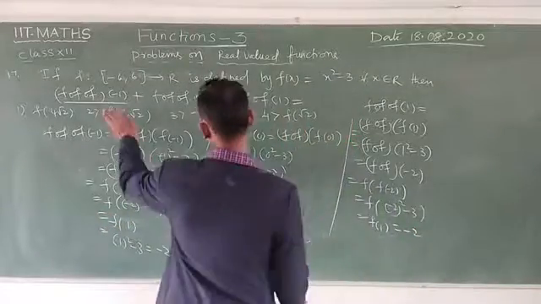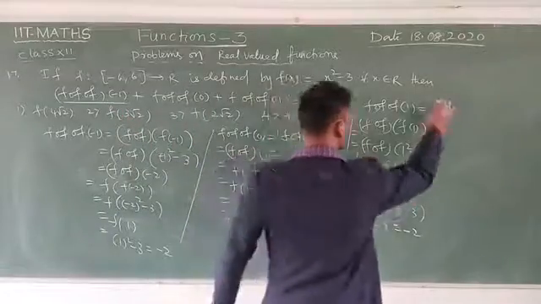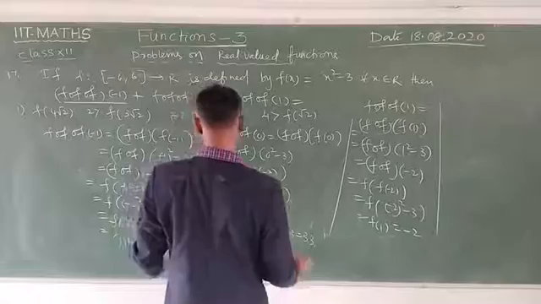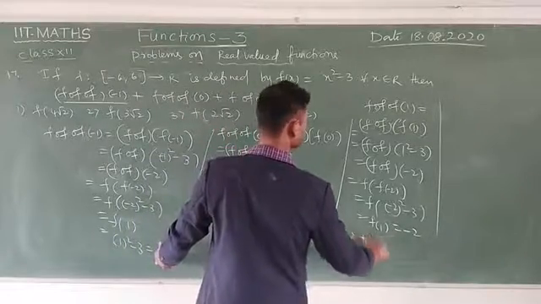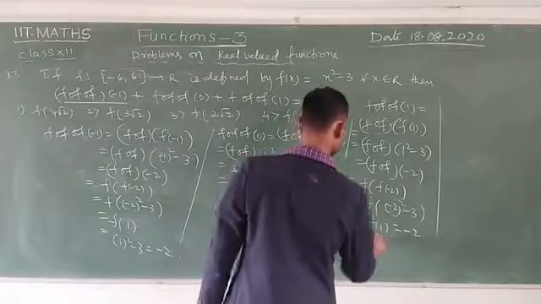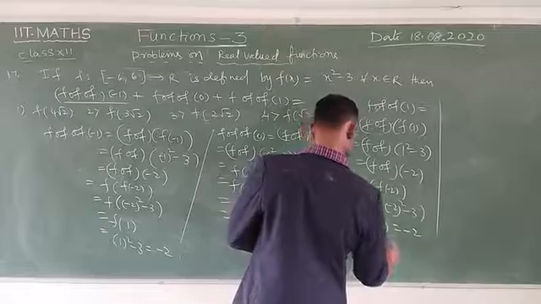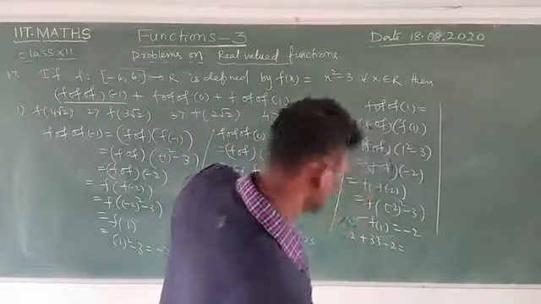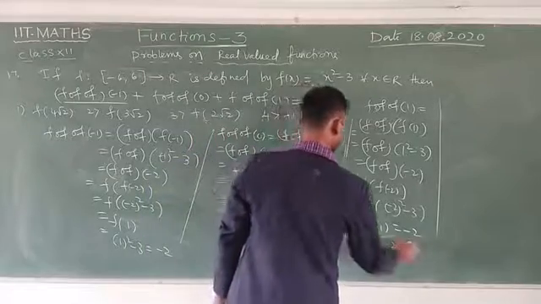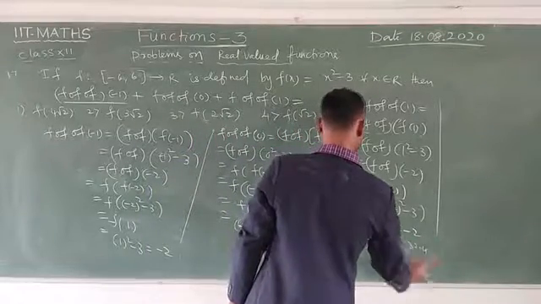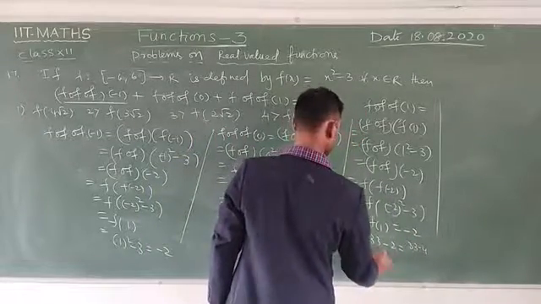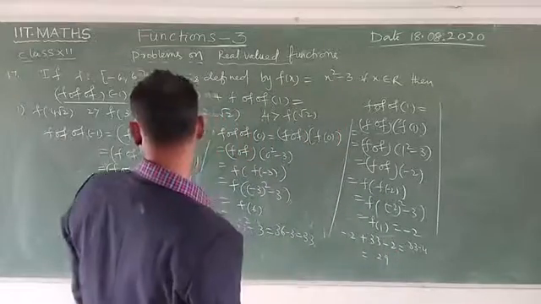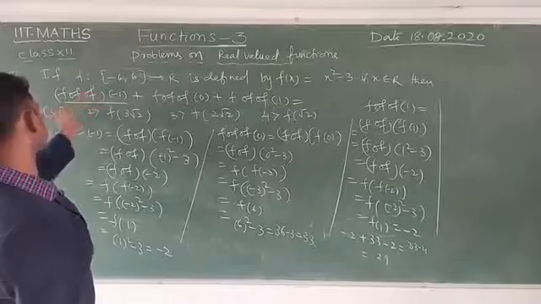Now you can add this: minus 2 plus 33 minus 2. Okay. Now 33 minus 4 is equal to 29. Now 29.